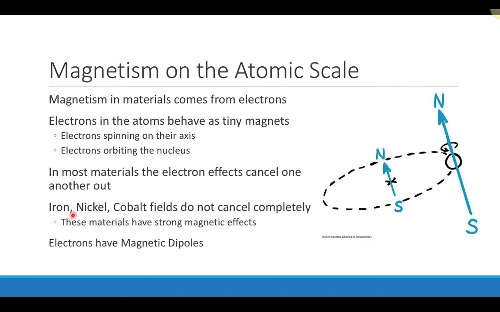There are some substances like iron, nickel, cobalt, where those electron effects don't completely cancel each other out. And those particular types of materials can have strong magnetic effects. And so those are the ones that we're going to focus on, these ferromagnetic materials, where those effects from the motion of the electron do not cancel out. The electrons that are producing these magnets have what are called magnetic dipoles, which is basically like they're just behaving like a little tiny magnet.